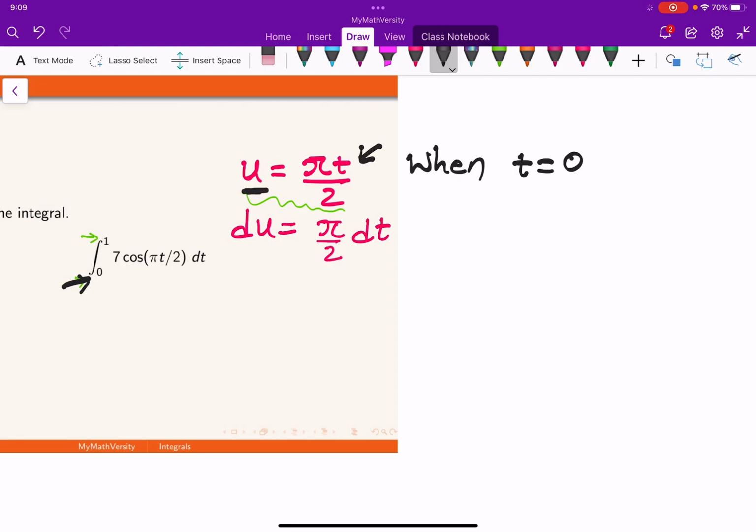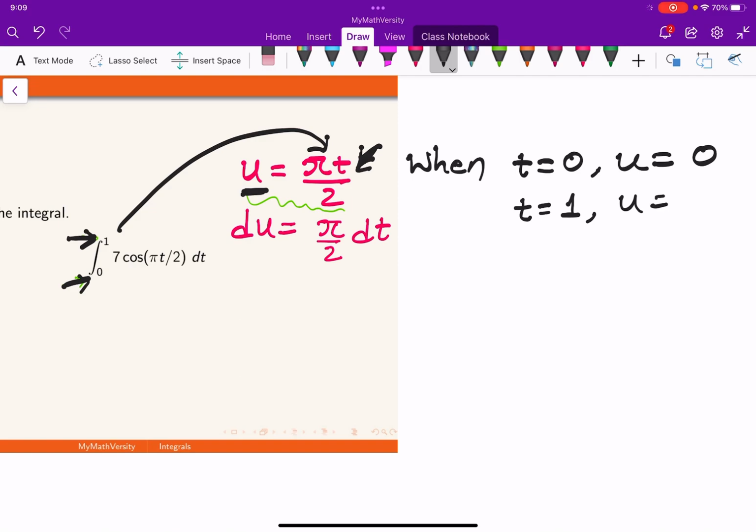When t is 0, everything over here is 0, right? So we get u is 0. When t is 0, the value of u is 0. In the same way, over here we have 1 at the upper limit of integration, which is currently the value of t. So when t equals 1, plug that information in over here. When you do that, we can solve for u, and the value of u is pi over 2 times t, where t is 1, so we just get pi over 2. That's how we can convert everything in terms of u.